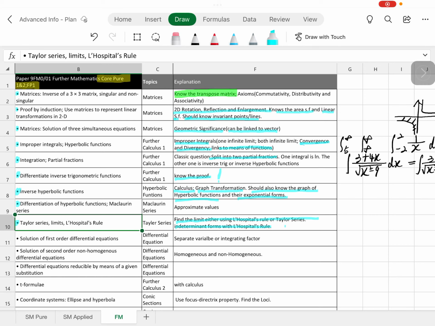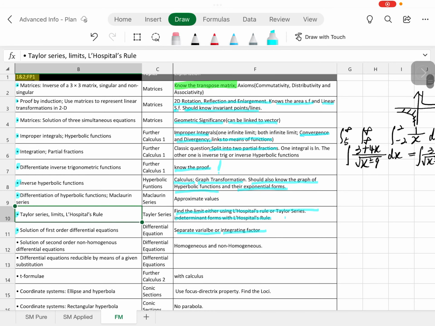Next one, solution of first order differential equations. We have learned two methods, separating variables. Oh, sorry, this is misspelled here. Okay, variables, misspelled here. Or integrating factors. This is quite standard. Solution of second order non-homogeneous differential equations. Yes, so it requires you to know both homogeneous and non-homogeneous.